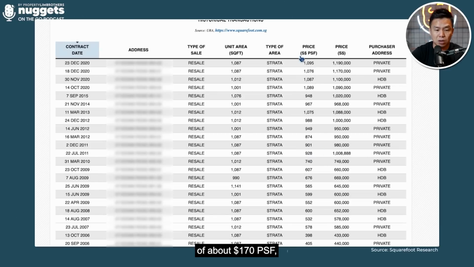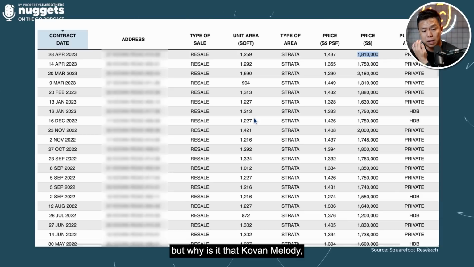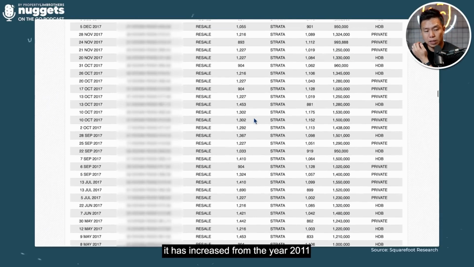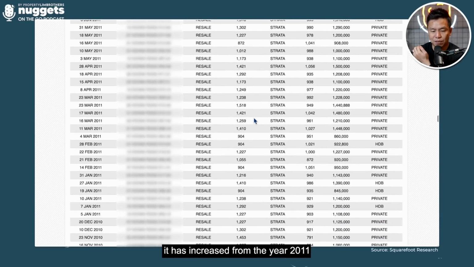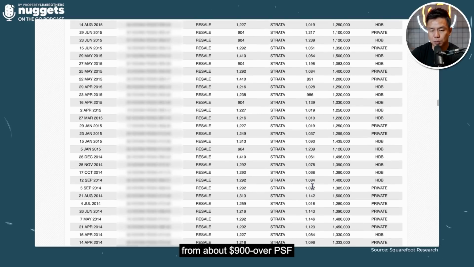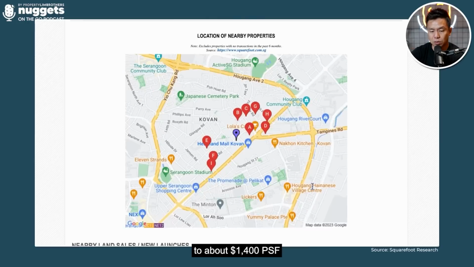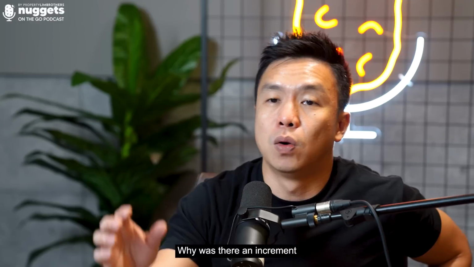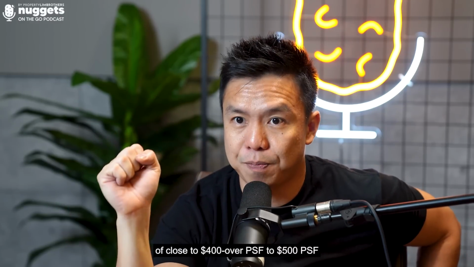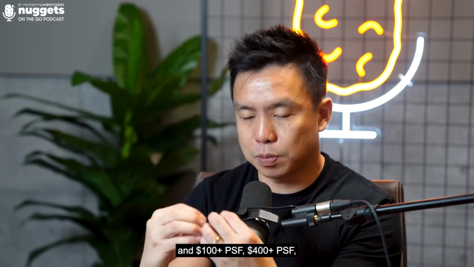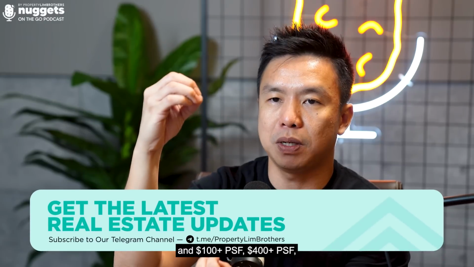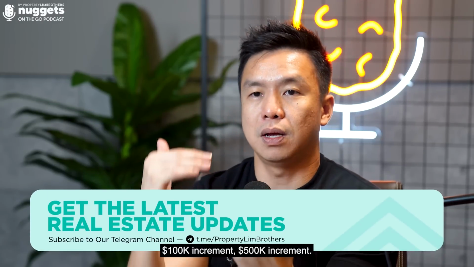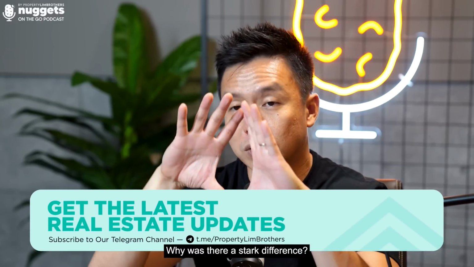$170 PSF, but why is it that Kovan Melody has increased from the year 2011 from about $900 per square foot to about 1,400 or 1,300 plus per square foot? Why was there an increment of close to $400 to $500 PSF? And $100 plus PSF, 400 plus PSF, 100K increment, 500K increment. Why was there a stark difference?